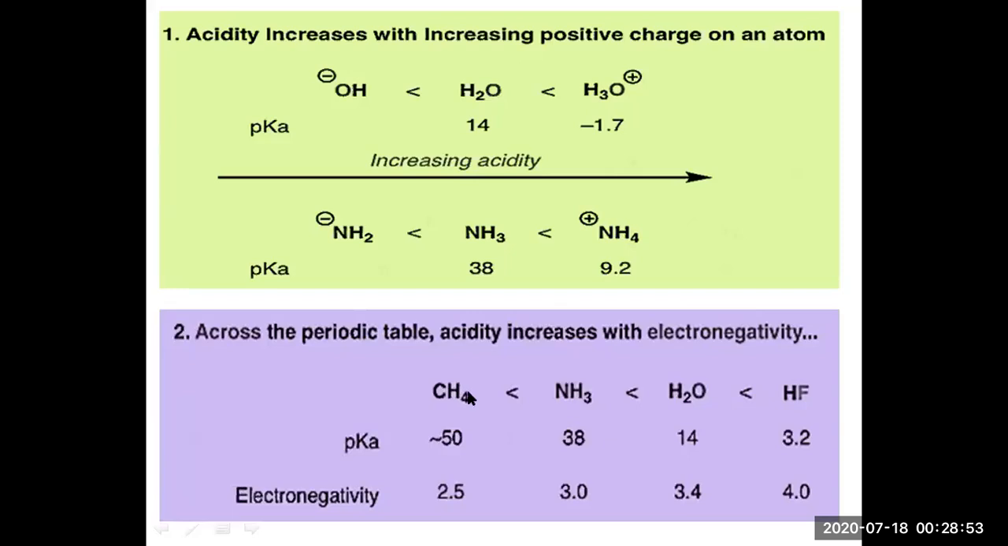So their pKa values, you can always compare them. Across a period, if I move from carbon to nitrogen, nitrogen to oxygen, oxygen to fluorine, I know size goes on decreasing, as well as the electronegativity goes on increasing. If the electronegativity increases, the pKa value will decrease. HF will be a stronger acid as compared to water, water will be a stronger acid as compared to ammonia, ammonia will be more acidic as compared to your methane molecule.